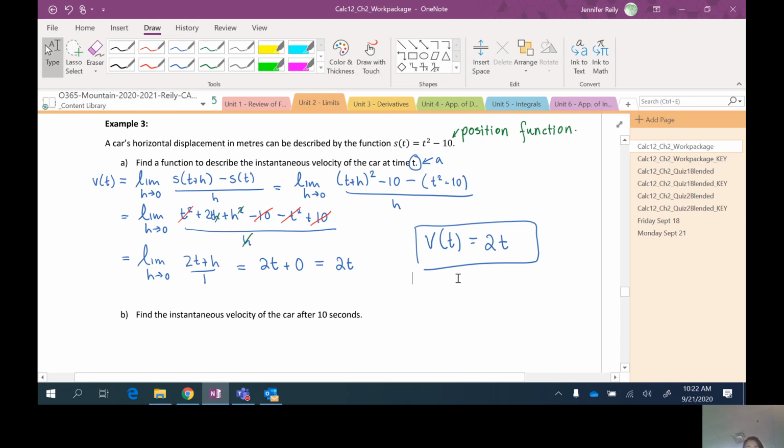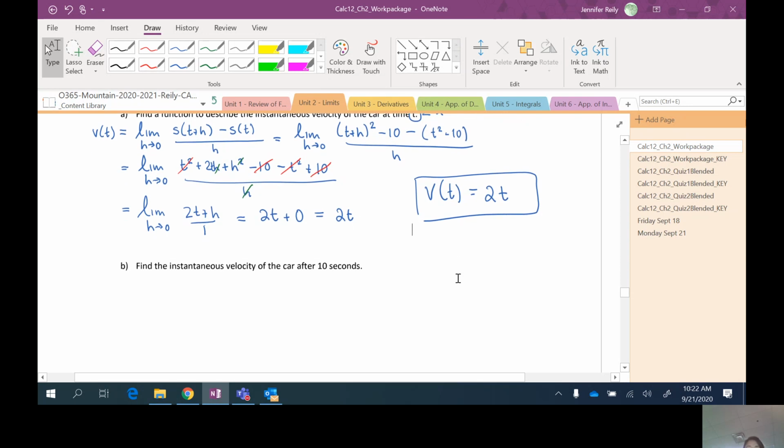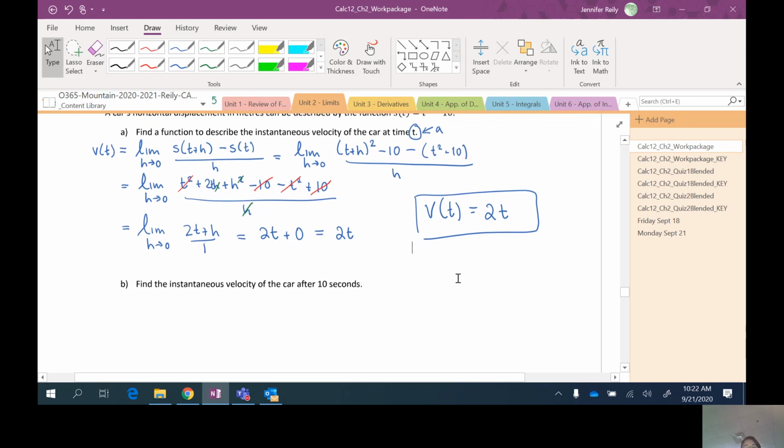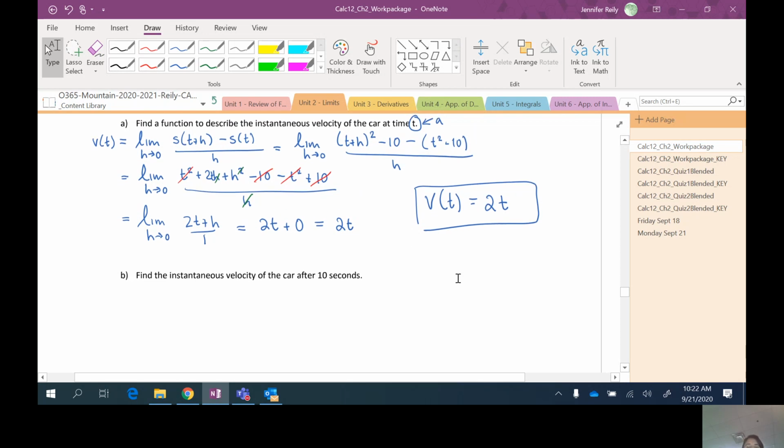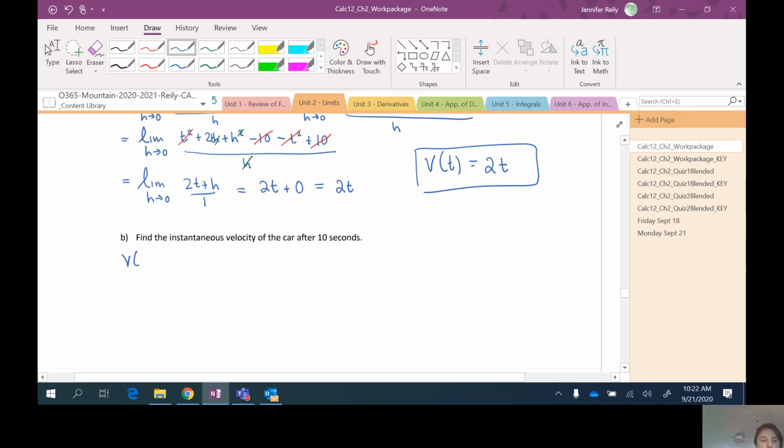So now I'm going to use this formula in part B. So it says find the instantaneous velocity after 10 seconds. I don't have to redo that whole limit this time. I can just use my formula I calculated in part A. If I didn't do part A, then I would have to use the whole formula for t equals 10 seconds. But for part A, I found the velocity at any time t is 2t. So my velocity at 10 seconds is 2 times 10, which is 20.